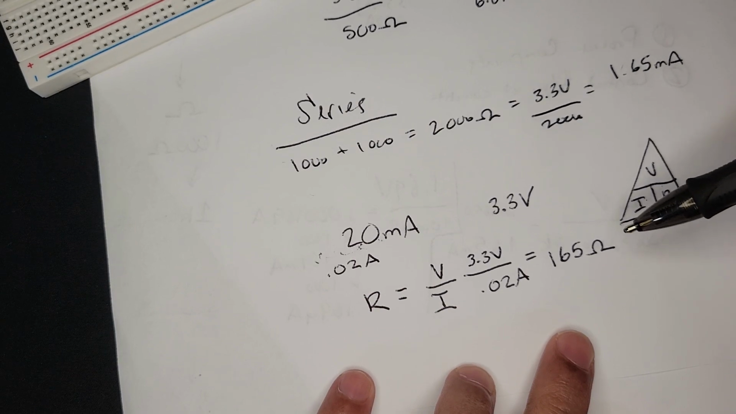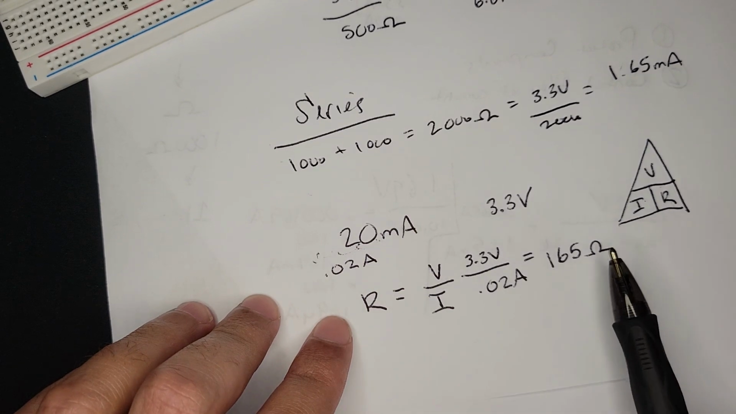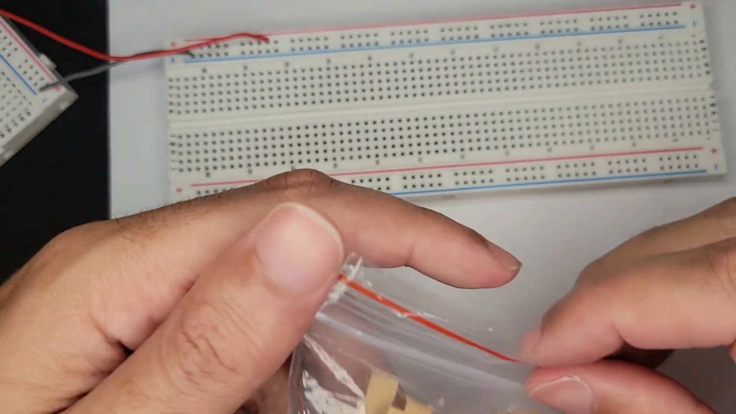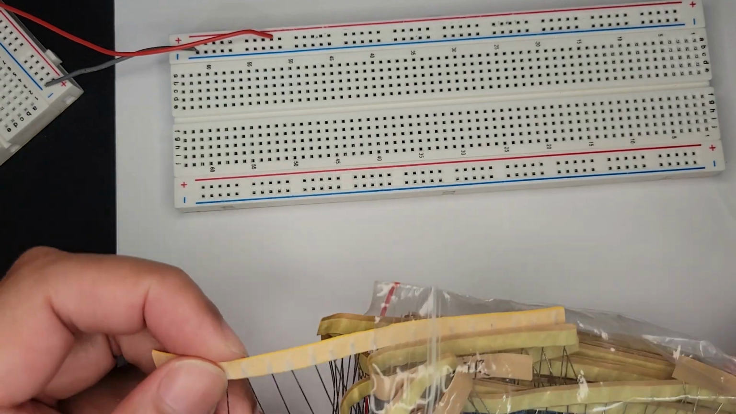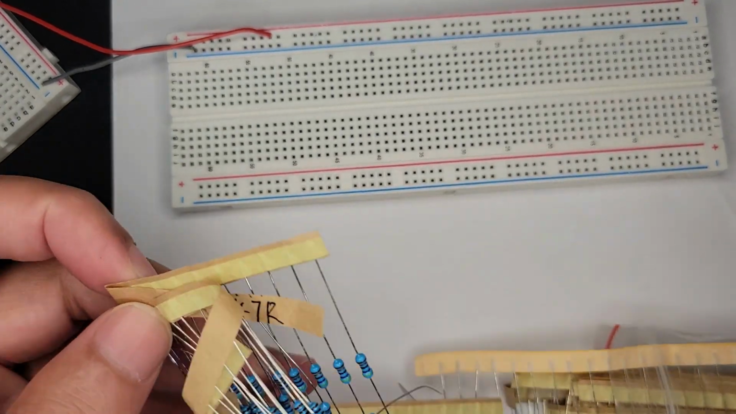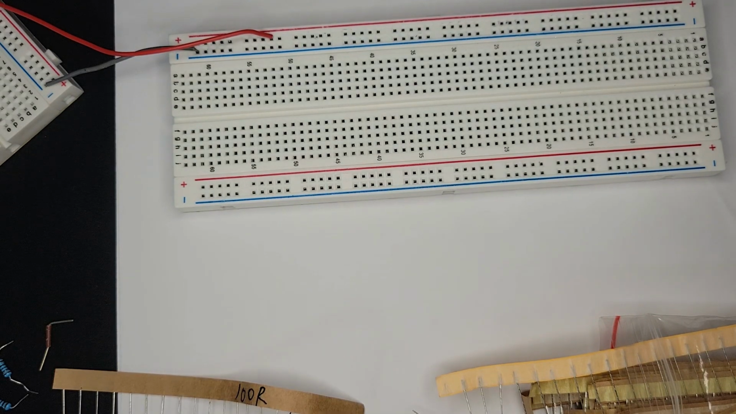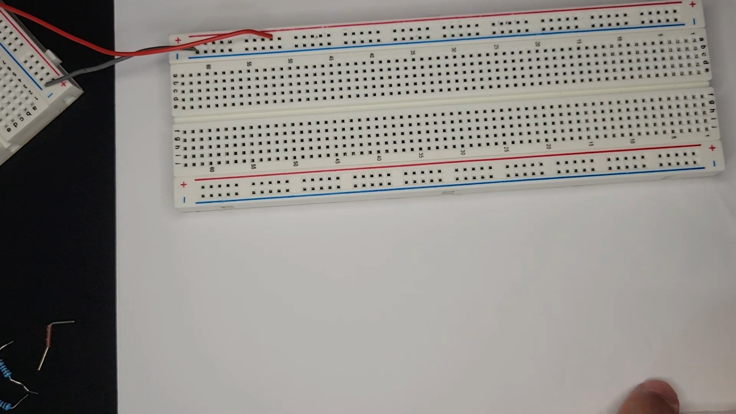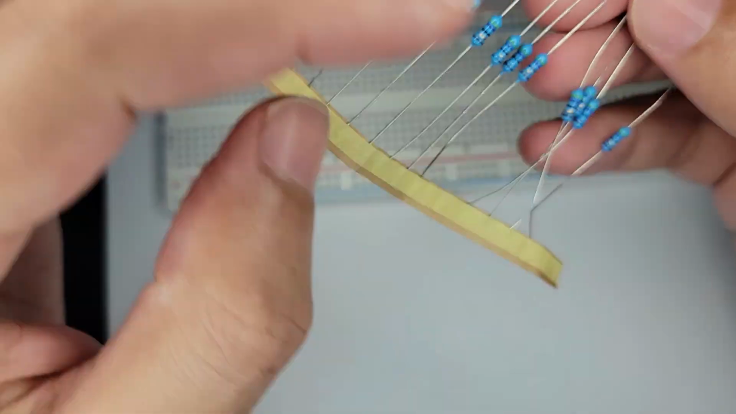The way this works is if we want to get 20 milliamps, we need to have 165 ohms of resistance. So I have a bunch of resistors, and let's see if we can add up to 165. I have 47 ohm here, and then we have 100 ohm, and then we have 680. No, I need something smaller. These 47 ohm resistors can get us kind of close.